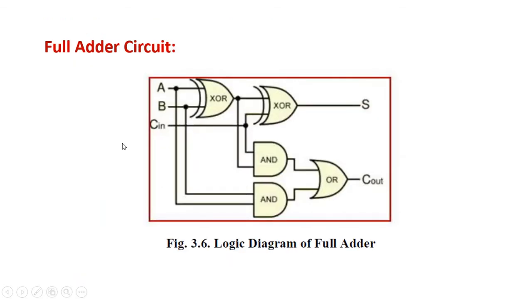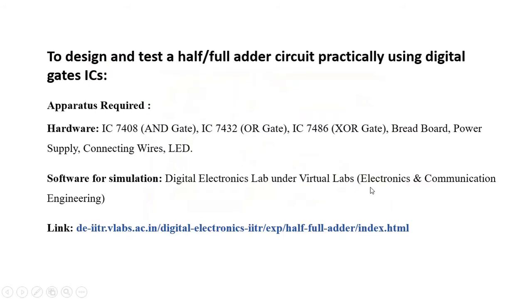This is the circuit for full adder. Two XOR gates are used to give sum, two AND gates and one OR gate are used to give C out. Now to design half and full adder circuit on hardware, we require 3 gate ICs: AND gate 7408, OR gate 7432, and XOR gate IC 7486. We need a breadboard to implement the circuit, power supply, connecting wires, and LED.